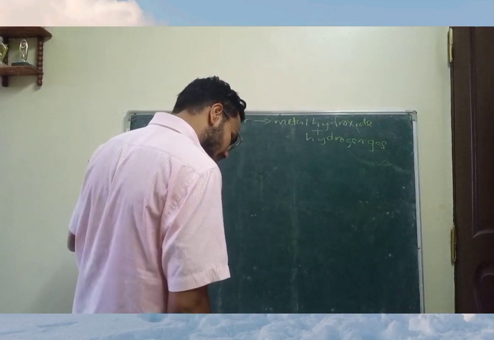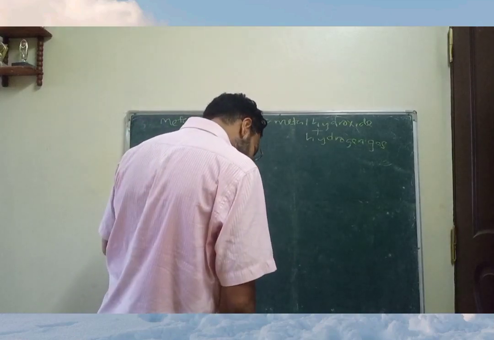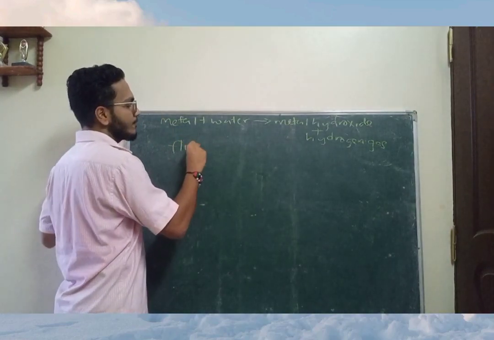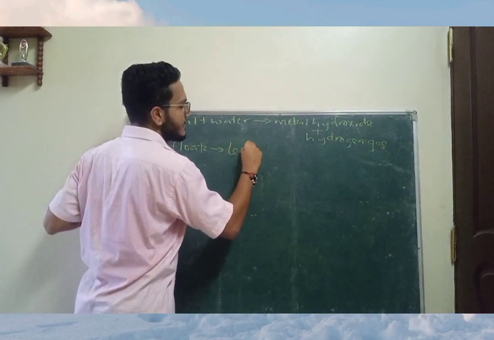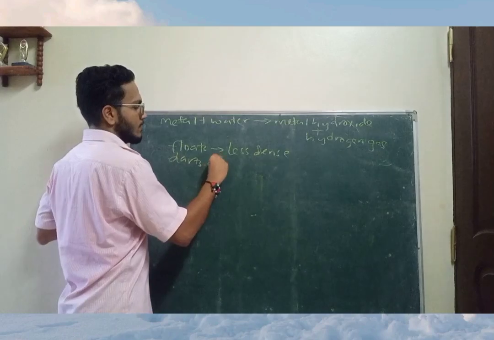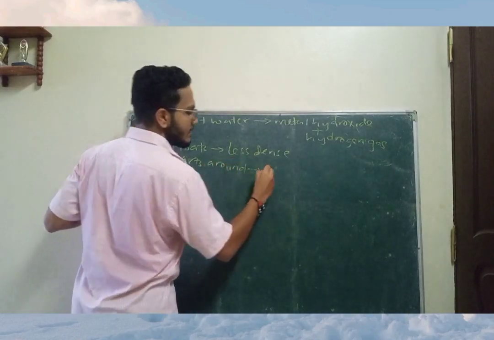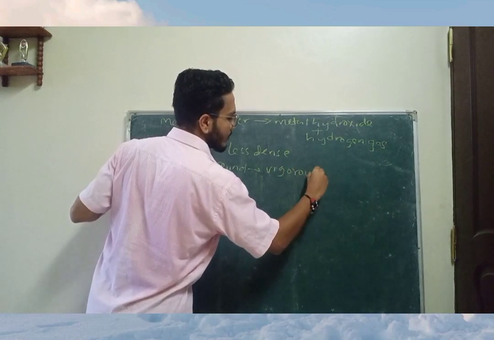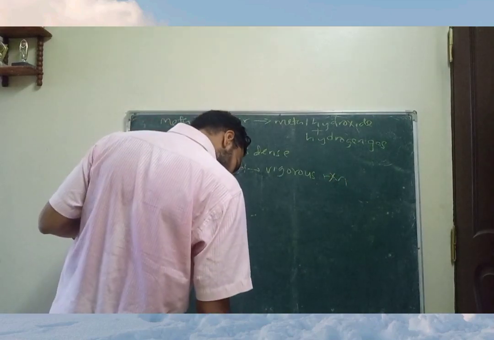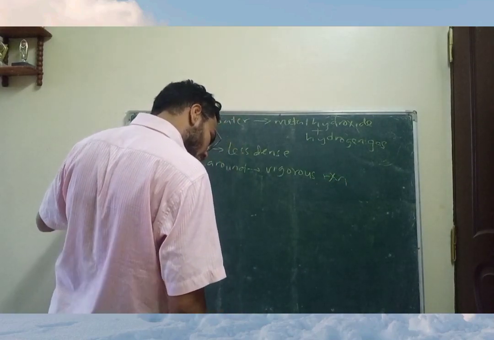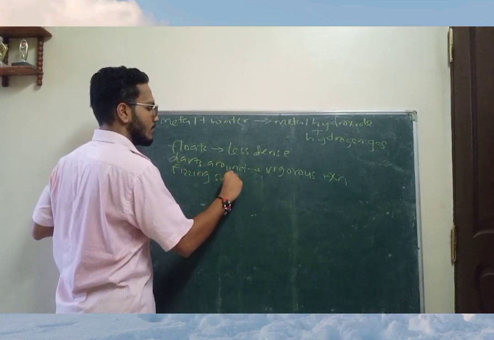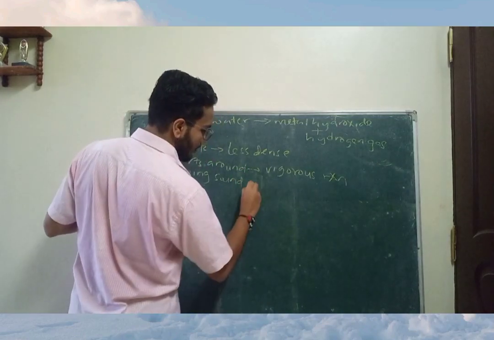Sodium floats in water as it is less dense than water, darting around due to vigorous reaction. Sodium floats in water due to it being less dense, and it darts around due to vigorous reaction. It also produces a fizzing sound due to production of hydrogen gas.